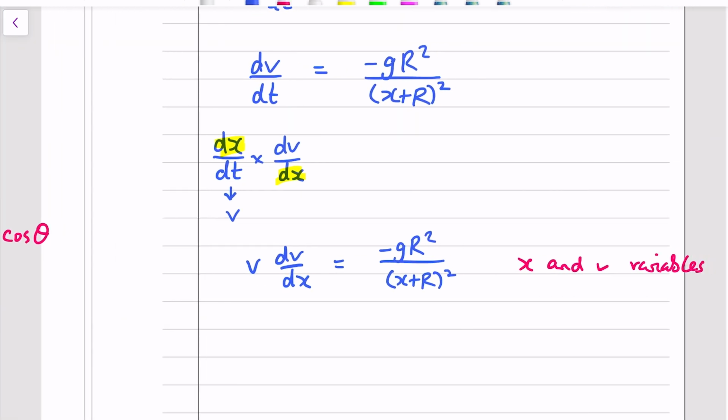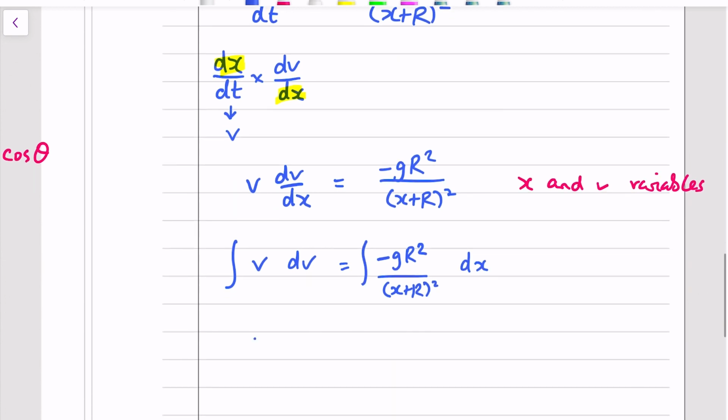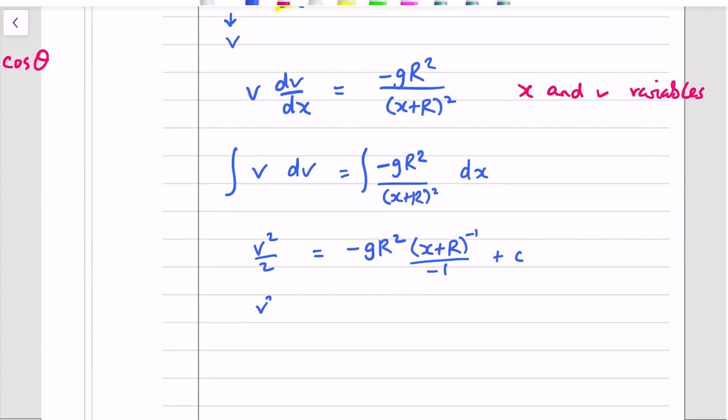Okay, so if I leave the v with the dv, put an integral symbol, bring the dx up the top, integrate that, we've got v squared over 2 equals negative gr squared, so that's just a constant, so it just sits there. We have (x plus r) to the minus 2, so when we anti-diff it, we want (x plus r) to the minus 1 over minus 1, and then we need a plus c somewhere. Okay, so v squared over 2 equals gr squared over (x plus r) plus c, because there's two minuses there.